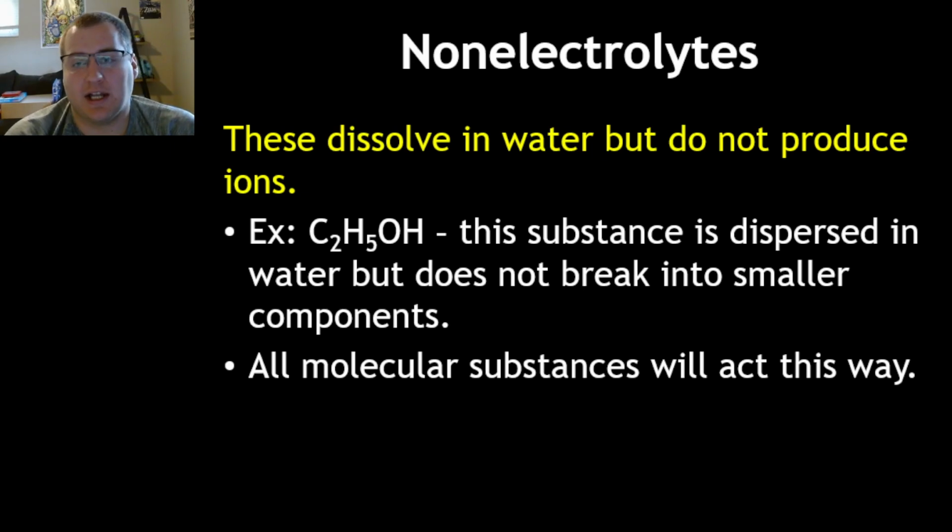Then we have non-electrolytes. These are things that can dissolve in water, but they don't produce any ions because they don't have positive and negative charges. So here's our ethanol example again. This is soluble in water. It's dispersed in water, but doesn't break apart. It just stays as it is, and water is just able to dissolve it, but it doesn't split into other little things.